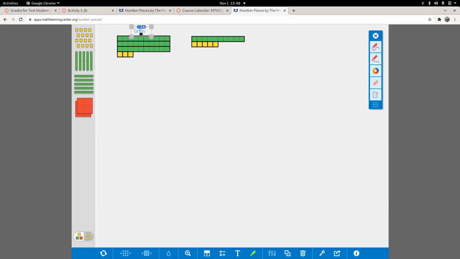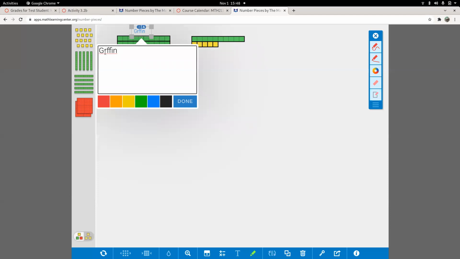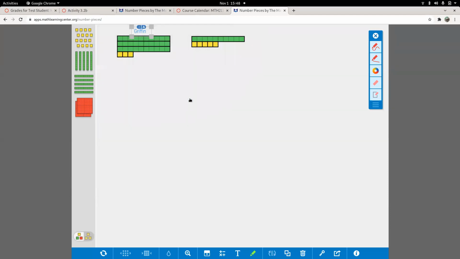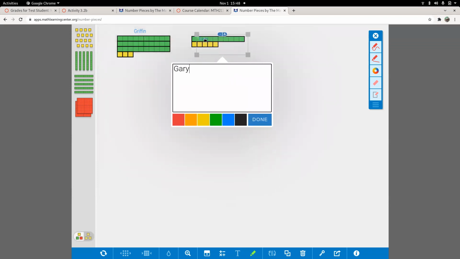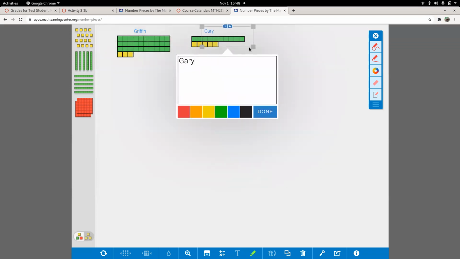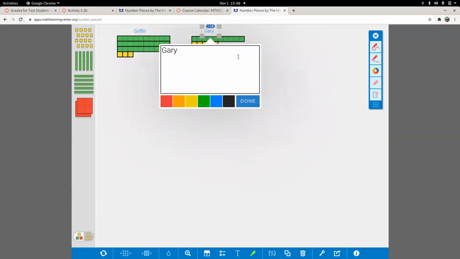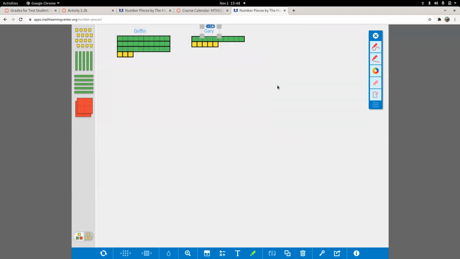Oh, looks like I misspelled. Click back on it to edit. So there's Griffin and back to text. We can put Gary up here too. Let's move that. I can resize it and be done. But the pen tool is nice because then I can try to make the connections. Like in my comparison here, I can match those two up.